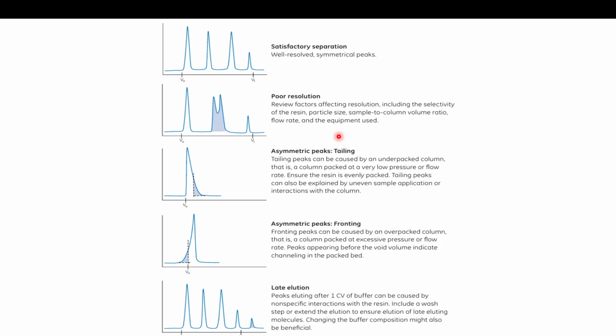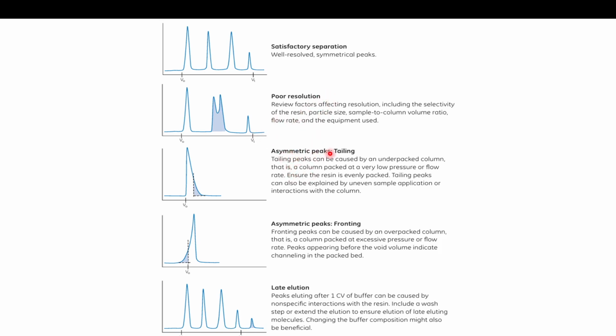Okay, the pressure due to the higher flow rate might let some smaller molecules also pass through the void volume and not enter the pores itself. Okay, because the flow rate is too high. So this way flow rate can also affect your resolution.